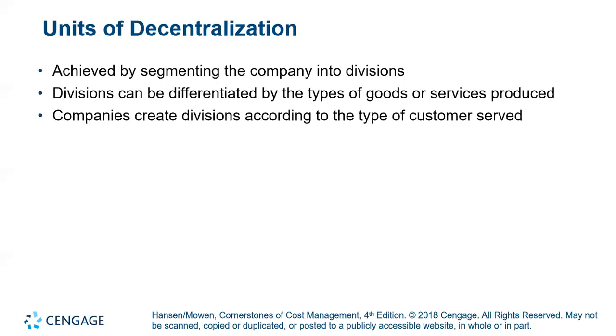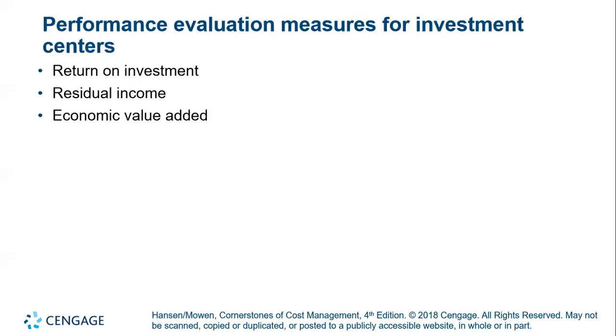Divisions can be differentiated by the types of goods or services produced. Companies create divisions according to the type of customer served. Next, performance evaluation measures for investment centers.